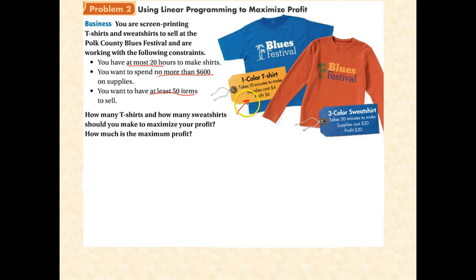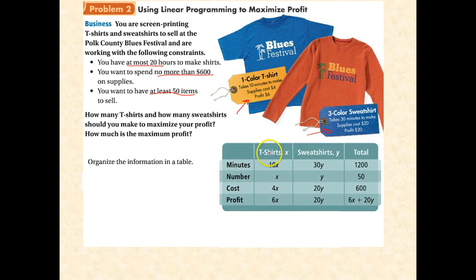Here's some information. It takes 10 minutes to make a t-shirt. Supplies cost $4. The profit is $6. It takes 30 minutes to make a sweatshirt. Supplies cost $20 and the profit is $20. The first thing we need to do is organize all this. This is a lot of information. We need to organize it into a table so that we can look at it all at once.